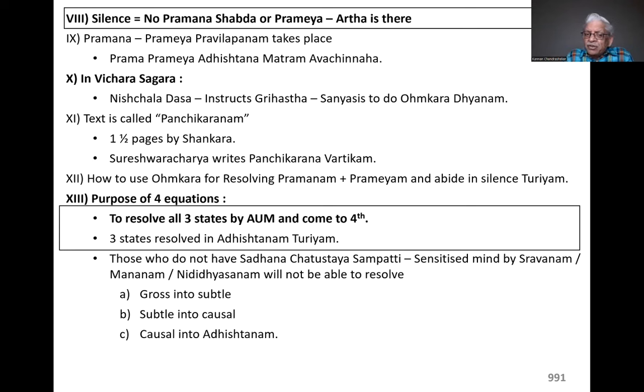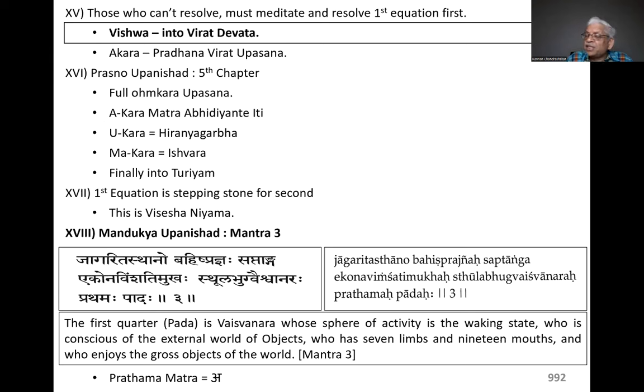Now, what is the purpose of these four equations? Equation means what? A matra is equal to waking world and the waker. So, we have to sensitize our mind by doing this Omkara. After doing the Shravanam and Mananam, we have to meditate on this type of Omkara meditation so that our mind can become more subtle. Because in the spiritual journey, all of us have to go through a journey. The journey means what? From the physical world, we have to reach Turiya. From the gross, we have to go to the subtle. From the subtle, we have to go to the causal. And from the causal, we have to reach the Adhishthana Turiya.